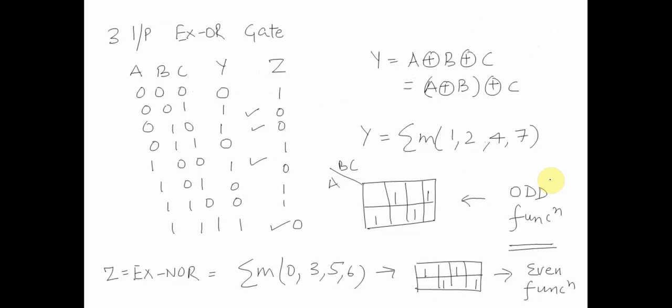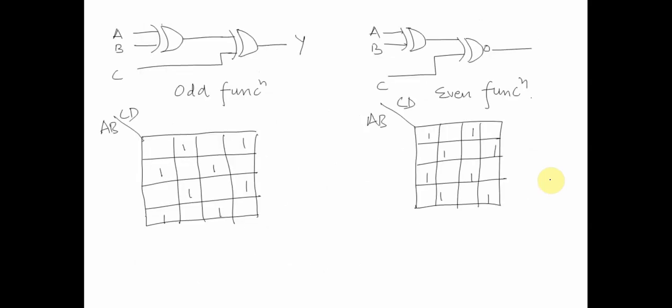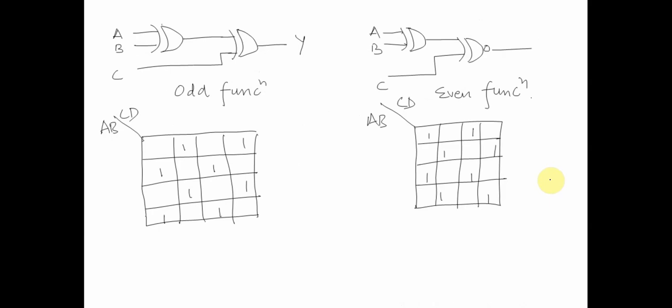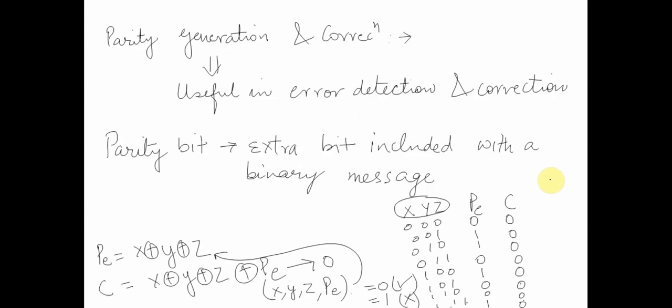Then we spoke about the 3-input XOR gate function, and how it's an odd function and how XNOR is an even function. Then we implemented both odd and even function, and we drew it for 4-variable map as well. Finally, we saw the application of this odd function and even function. Basically, the application is in parity generation and parity correction. So if you have to transfer a message, we add a parity bit, and a parity bit could be an even bit or an odd bit.